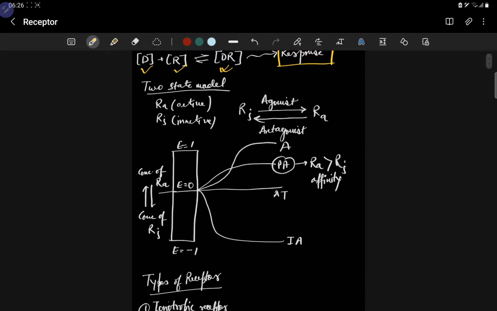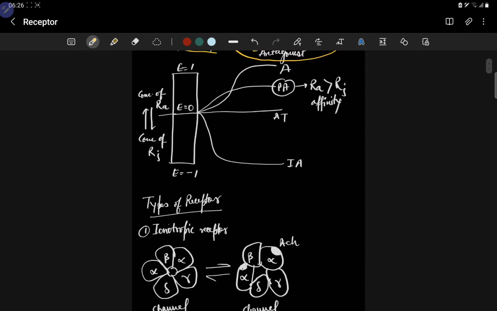Now there are two-state models. In the first, the receptor is active, and in the other, the receptor is inactive. What we see is that when the receptor is inactive, an agonist converts it into an active receptor, and an antagonist acts on the active receptor and inactivates it. Now what we see over here is the concentration of RA versus the concentration of RI, that is, the active and inactive receptors.